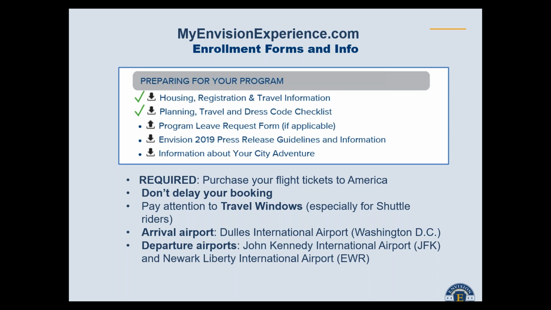The arrival airport in Washington, D.C. is the Dulles International Airport, and for the departure airports in New York City, we have two airports there. The first one is John F. Kennedy International Airport, or JFK, and the other is Newark Liberty International Airport, or EWR. It depends on where you come from.